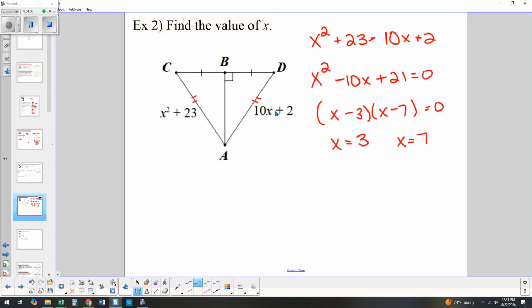3 times 10 is 30, plus 2 is 32, so that works. It's a positive value. 7 times 10 is 70, plus 2 is 72, that works. So actually, both of these were correct solutions. So we include them both in our answer.